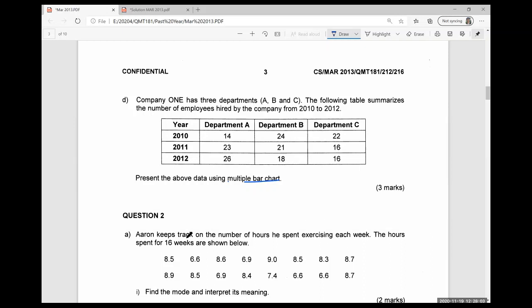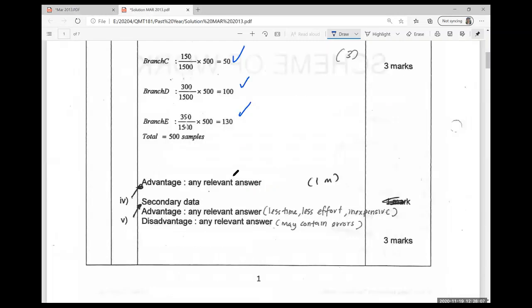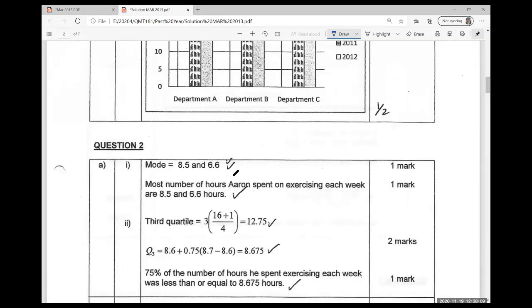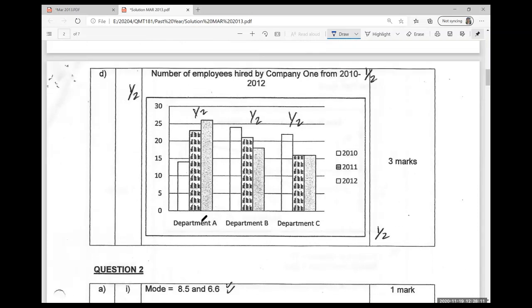Okay, so if you draw this one, the graph should be something like this. So this will be the graph. This one is based on department across time.